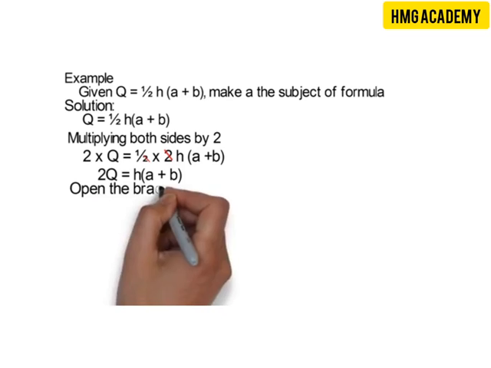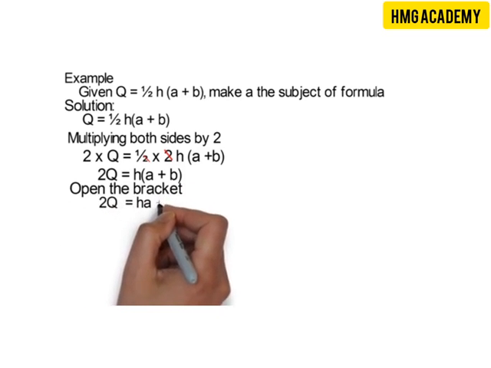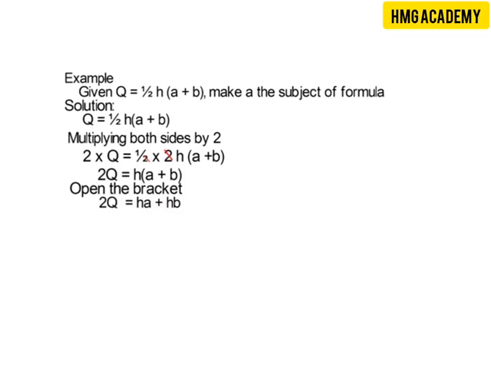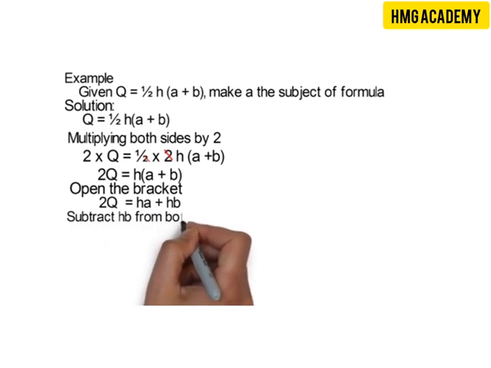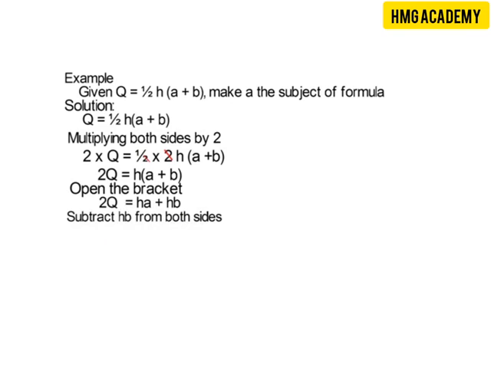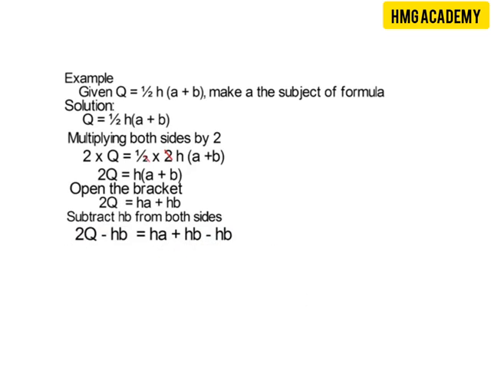So we open our brackets now. We have 2q equals h times a, ha, plus h times b, hb. So since we are making a the subject of formula, we have to rearrange to make a fall on one side and others on the other side. So I subtract hb from both sides. So I have 2q minus hb equals ha plus hb minus hb. So hb cancels out hb. So I have ha equals 2q minus hb.